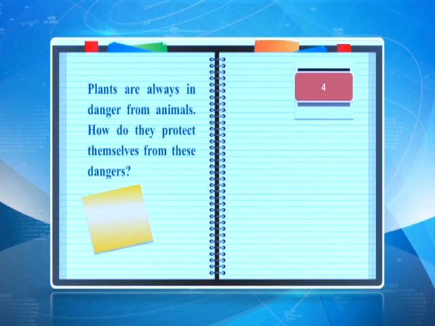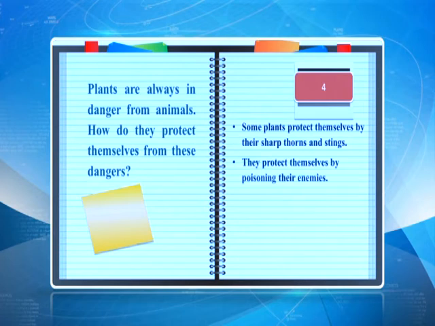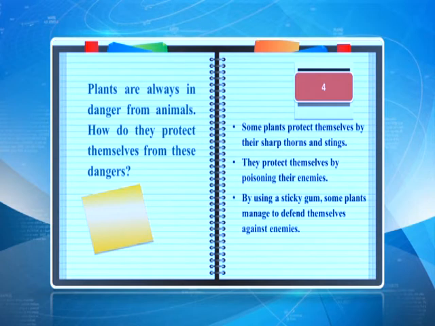Okay. Question number four, plants are always in danger from animals. How do they protect themselves from these dangers? So some plants protect themselves by their sharp thorns and stings. Others protect themselves by poisoning their enemies, by using a sticky gum or a sticky substance. Some plants manage to defend themselves against enemies, and other carnivorous plants protect themselves by eating their enemies.